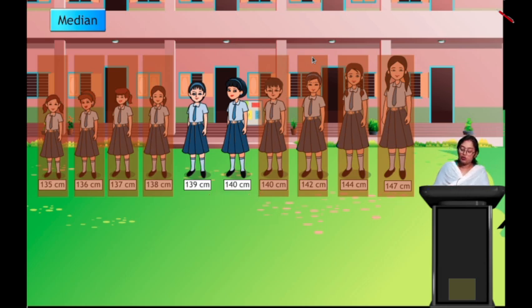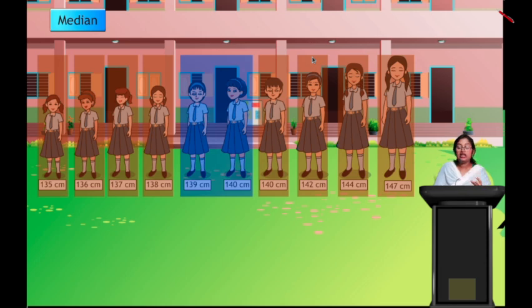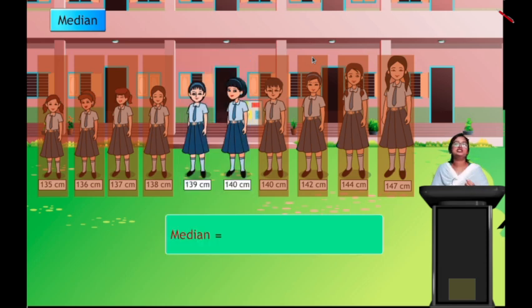Yes. Here what we have to do? We have to take the mean of the heights of these students. That means the median is equal to the mean of these two heights, that is 139 plus 140 divided by 2. This gives 279 divided by 2. Can you tell me the answer, students? Yes, it is 139.5. So the median height among these students is 139.5.